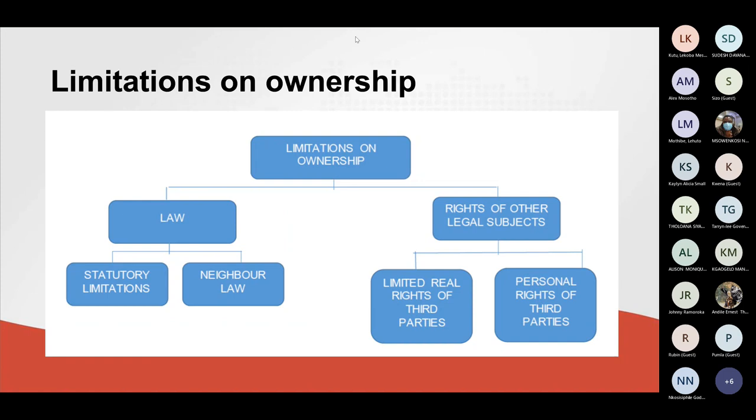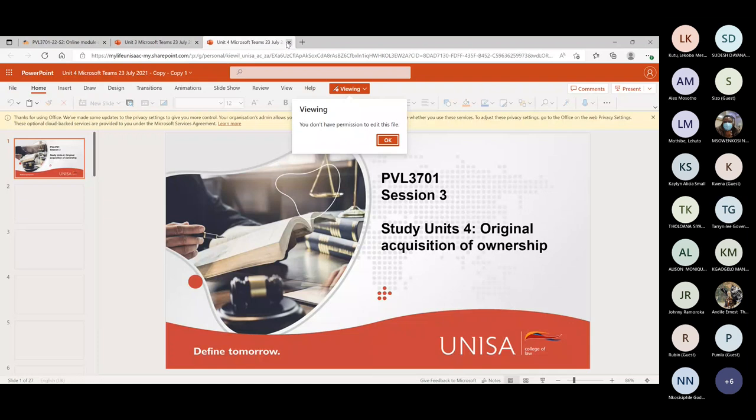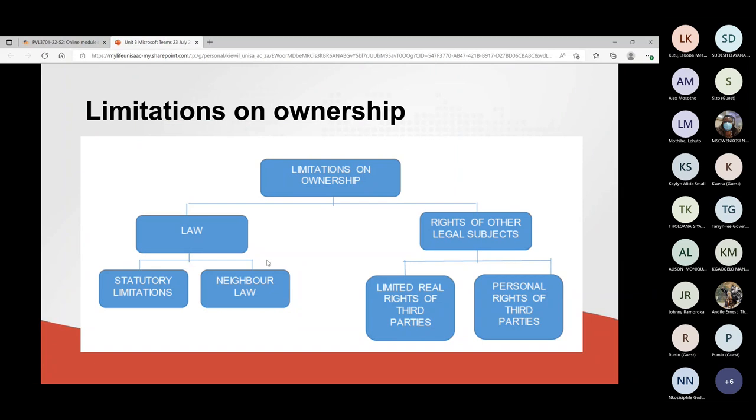With neighbor law, there are certain rules and regulations as to how you should go about using your property. And then, as I've mentioned before, servitudes are an example of a limited real right that also places a limitation on ownership. And then also, third parties can have personal rights with regard to your property, and that will also place a limitation on ownership.